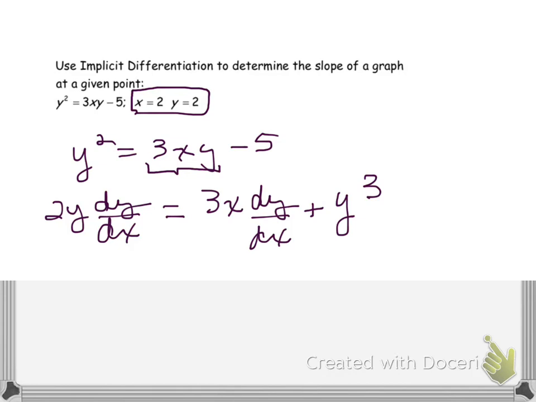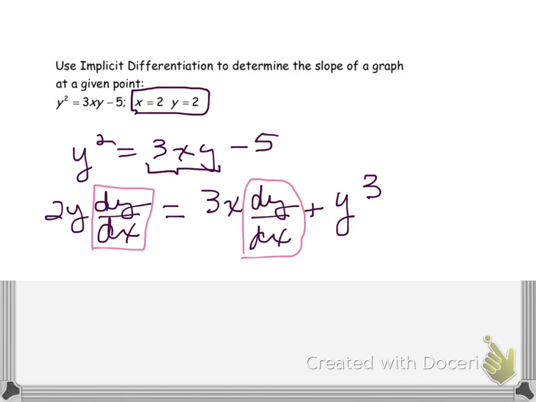Alright, now we have an interesting situation. Look what we have. We have dy/dx twice. All that means is that you're still going to work to get the dy/dx terms on the same side, and then once you do that, you're going to factor. So let's work that through together.